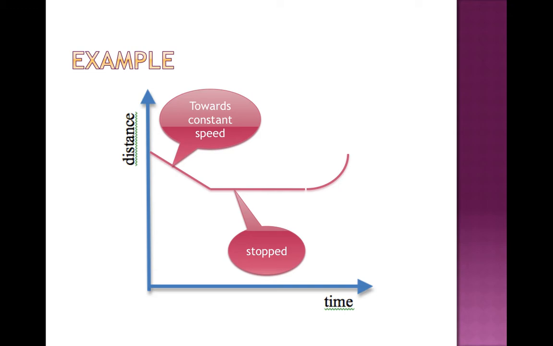In the last part, we have a positive slope, which tells us that we're going away, and it's not a line, it's a curve, so that means the speed is changing, away and changing speed.